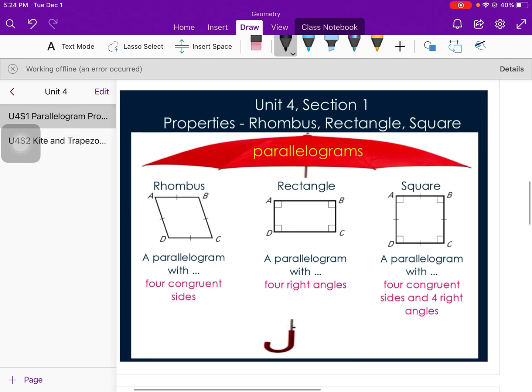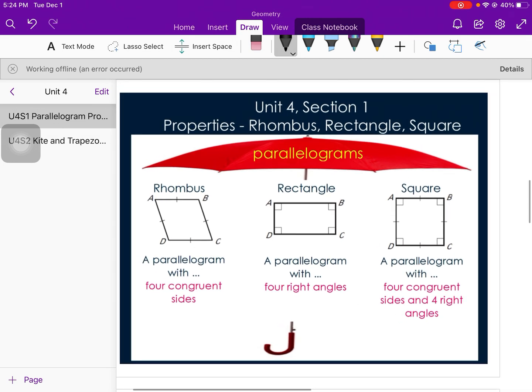Now these ones are definitely more familiar to you. A rhombus, a rectangle, and a square are all types of parallelograms. They're specific forms. In order to be a rhombus, though, it's a parallelogram that has 4 congruent sides. Now, we don't need to know anything about the angles as long as it's a parallelogram, so it meets all of the criteria that we listed up above, and it has 4 congruent sides. That's what's classified as a rhombus.